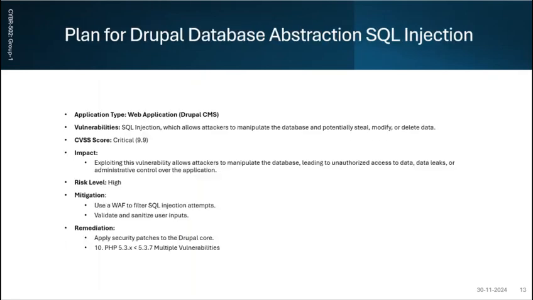In this slide, it shows the plan for Drupal database abstraction SQL injection, which addresses an SQL injection vulnerability in Drupal CMS that risks data manipulation and theft. The mitigation strategies include implementing a web application firewall, WAF, sanitizing user inputs, and applying security patches. The CVSS score is critical, that is 9.9. Risk level is high. So here you can see the mitigations as well as remediation details.